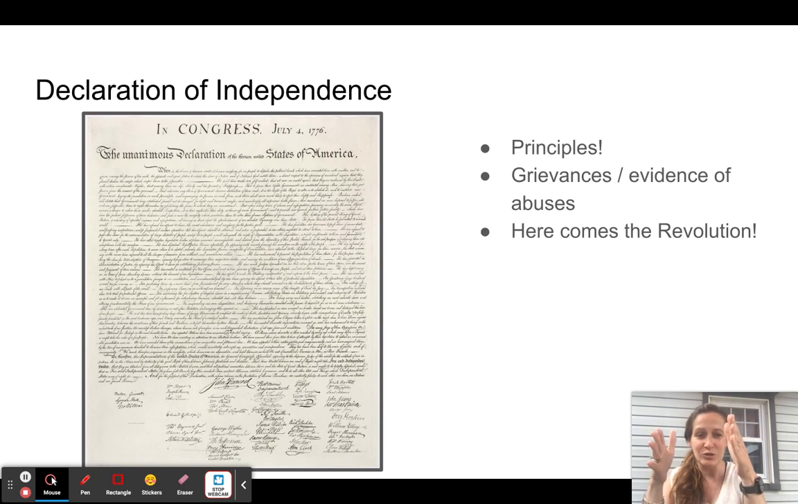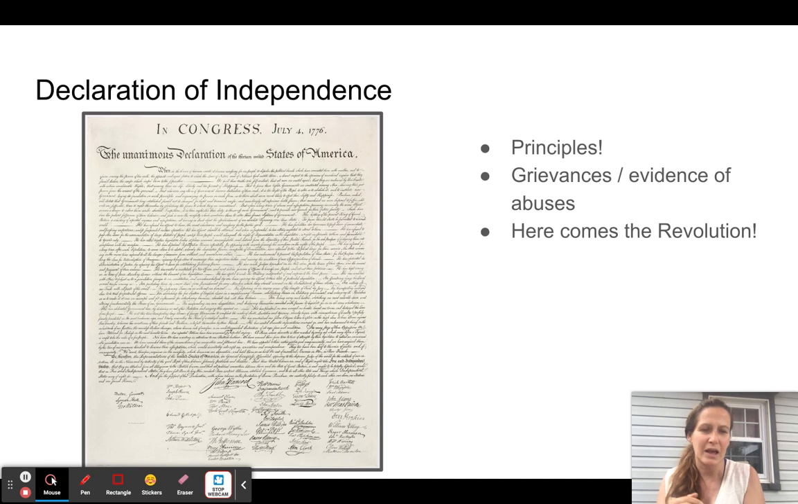It also has those, remember we talked for so long about that long chain of abuses. He did this, he did that, right? He didn't make me dinner that day, right? All these complaints against the king. It doesn't really mention anything about dinner, right? So that shows all the ways that he violated their sacred rights.